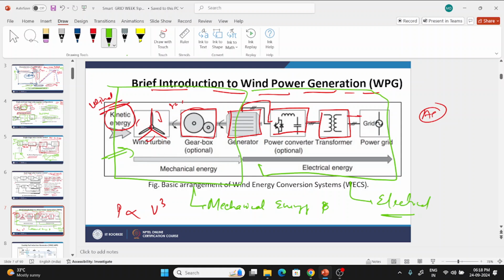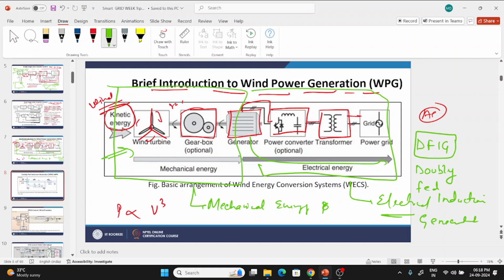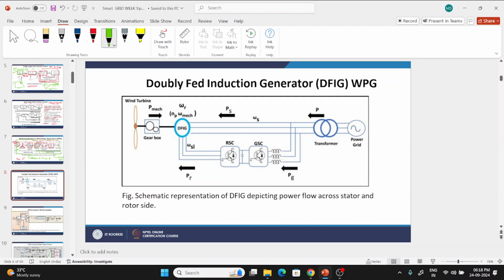I have talked about in the previous lecture that we generally use DFIG based generators for the generation of this power. What is DFIG? Doubly fed induction generators. Okay, they have a prime mover attached to it. I will show it here in detail. So this is the wind turbine, which is interacted by the kinetic energy of the wind. Then the gearbox is there, which provides the P mechanical.